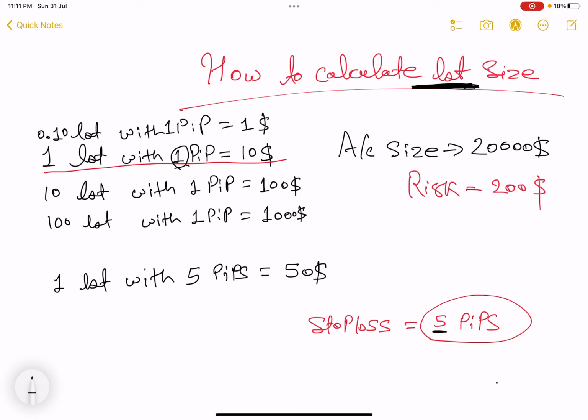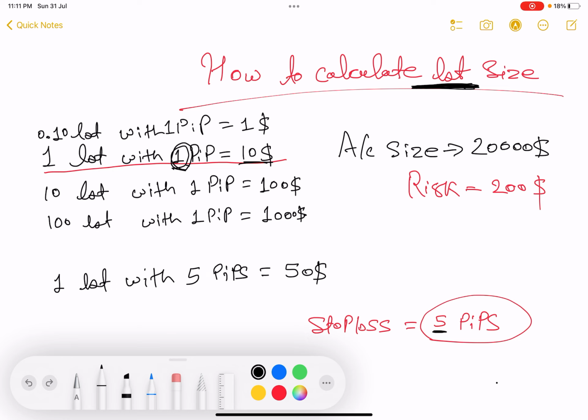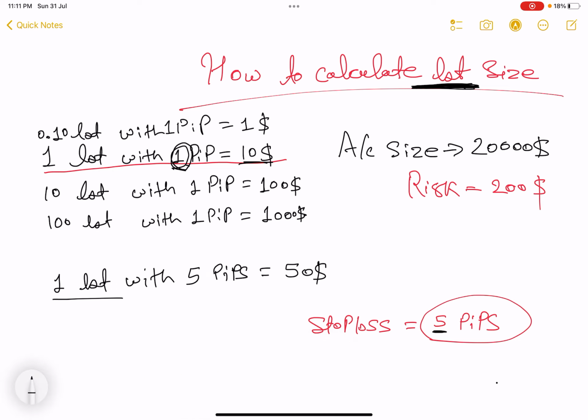Now here it is 5 pips because my stop loss is 5 pips, so it will become $50. So I can see that if I am buying one lot, or selling one lot, or trading with one lot, and if my stop loss is 5 pips, I will lose $50. But I don't want to lose $50, right? I want to keep a risk of $200.